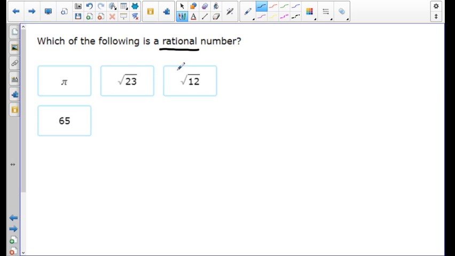So which of the following is a rational number? Well, pi is never rational. The square root of 23 does not come out to be a whole number. It's not a perfect square, so it is not rational. Square root of 12, there are no two whole numbers that multiply together to be 12, so that is irrational. And 65 is an integer, so that is the only one of these four that is a rational number.